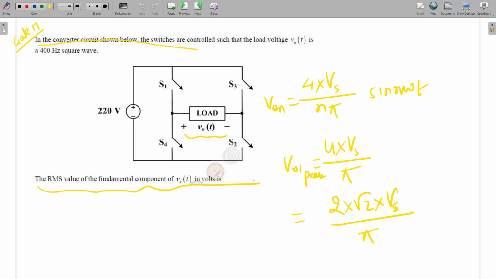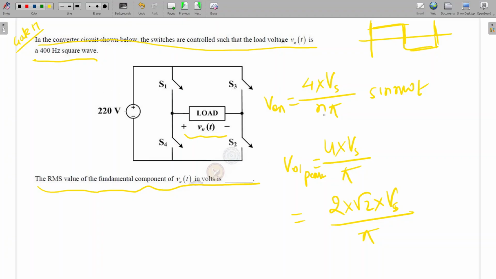A converter is shown below where switches are controlled such that VOT is a 400 Hz square wave. So if it is a square wave, it will be a normal square wave. That question also I have taken. It will come next, so then it will be more clear. So this is a normal square wave.